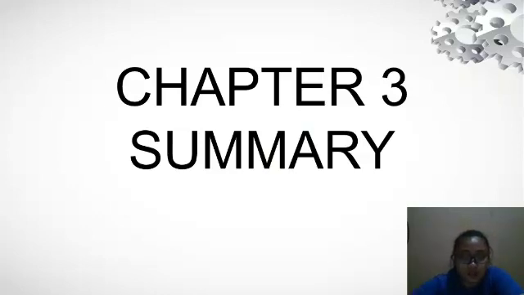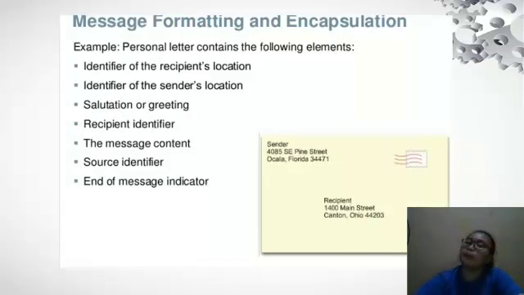Chapter 3 Summary. Message formatting and encapsulation. Example: a personal letter contains the following elements: identifier of the recipient's location, identifier of the sender's location, salutation or greeting, recipient identifier, the message content, source identifier, and end of message indicator.